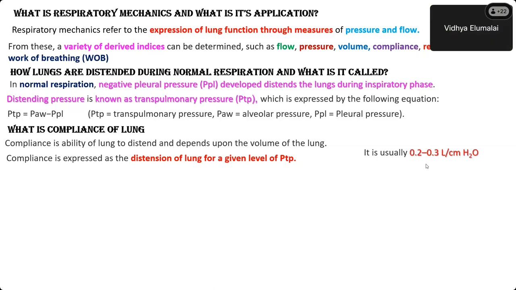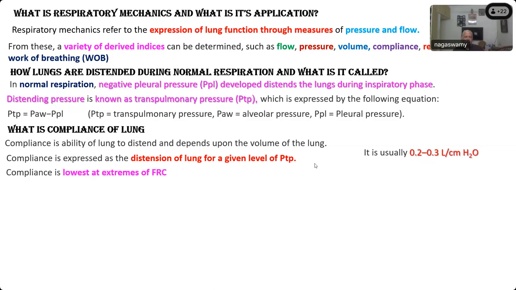So what is the normal value? It is about 0.2 to 0.3 liters per centimeter of water. So this is the pressure, this is the volume. There is a change from the normal, whatever volume is initially there, by 0.2 to 0.3 liters, that is 200 to 300 ml for every 1 centimeter increase in the pressure.